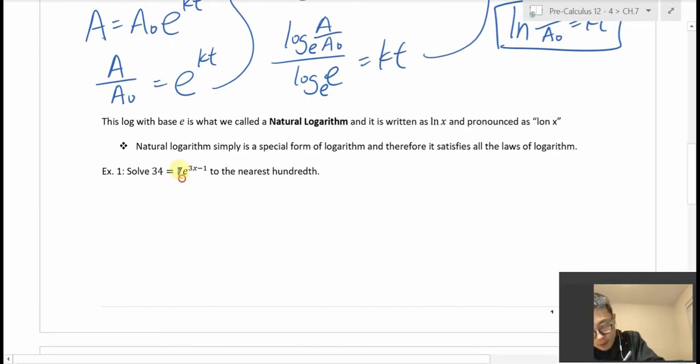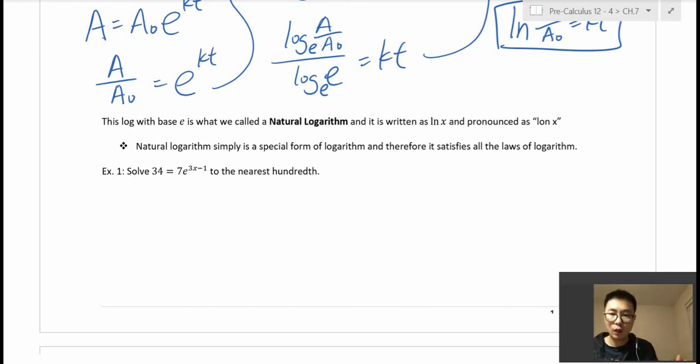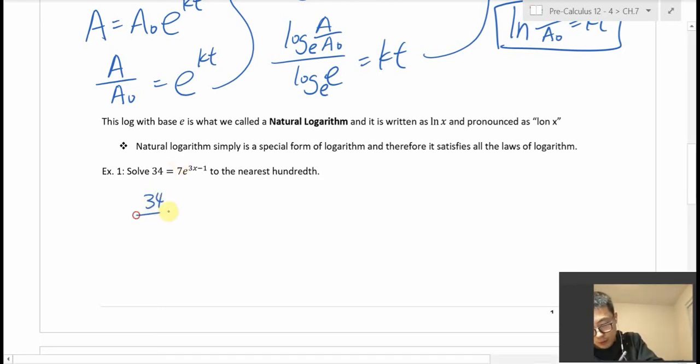So that means we can solve this equation. You see this is base e, and that's the hint. Whenever you see base e, we're going to use the natural log instead, because the natural log of e, ln of e, is simply 1. That's the good thing about using the natural log when we have base e. So we can solve this equation quite easily. We can first divide both sides by 7. So 34 over 7 is equal to e to the power of 3x minus 1.